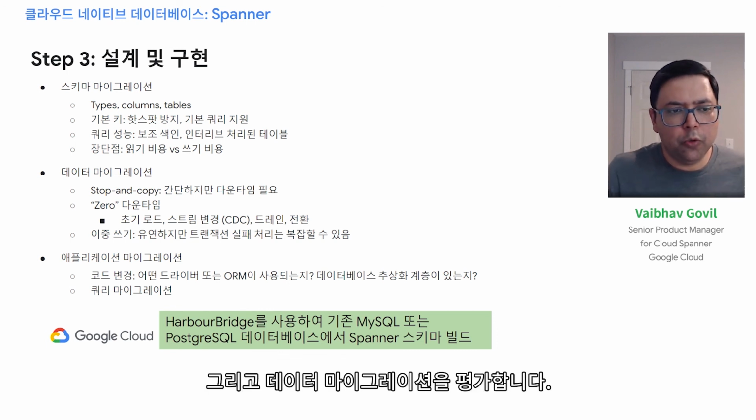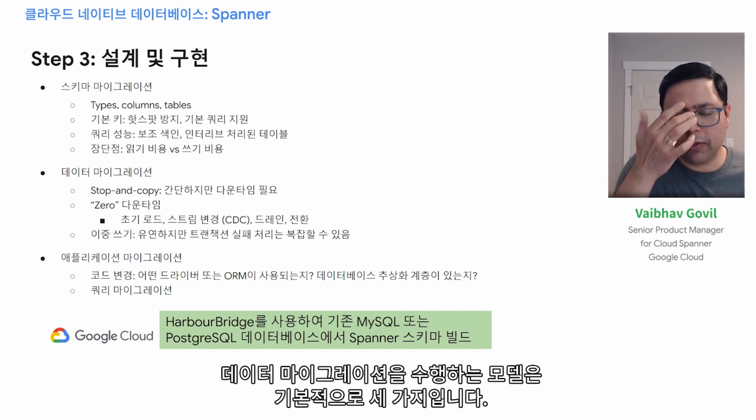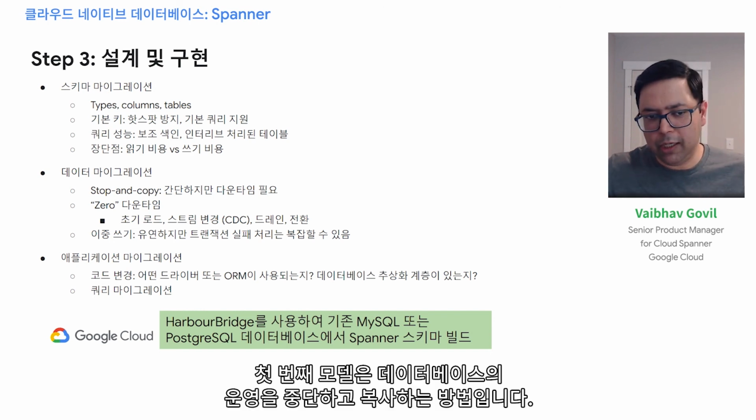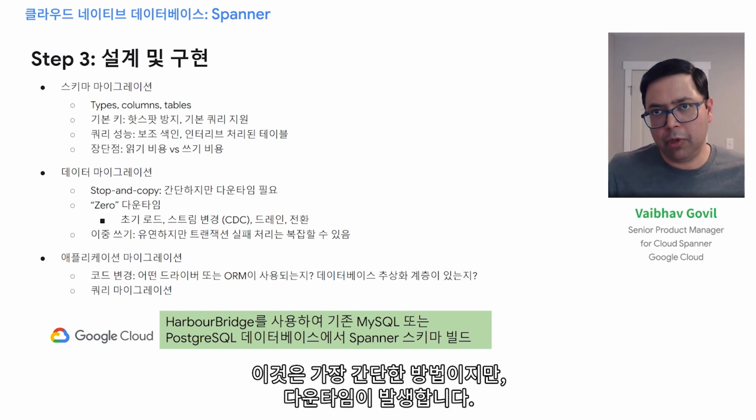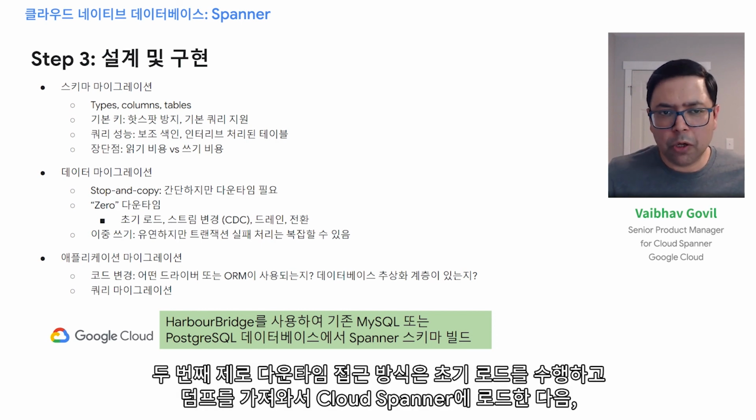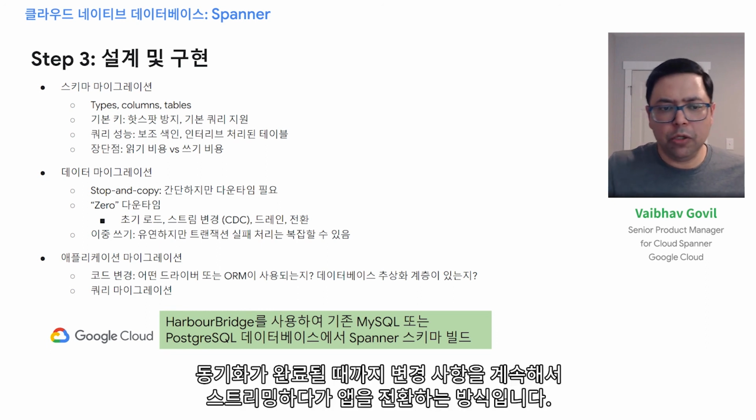Then you assess the data migration. There are three models in which you can do data migration. Basically, you can stop and copy the database. It's the simplest approach, but requires downtime. The zero downtime approach is you do an initial load, basically take a dump, load it into Spanner, and then you continue to stream changes until you catch up, and then you switch over your app.